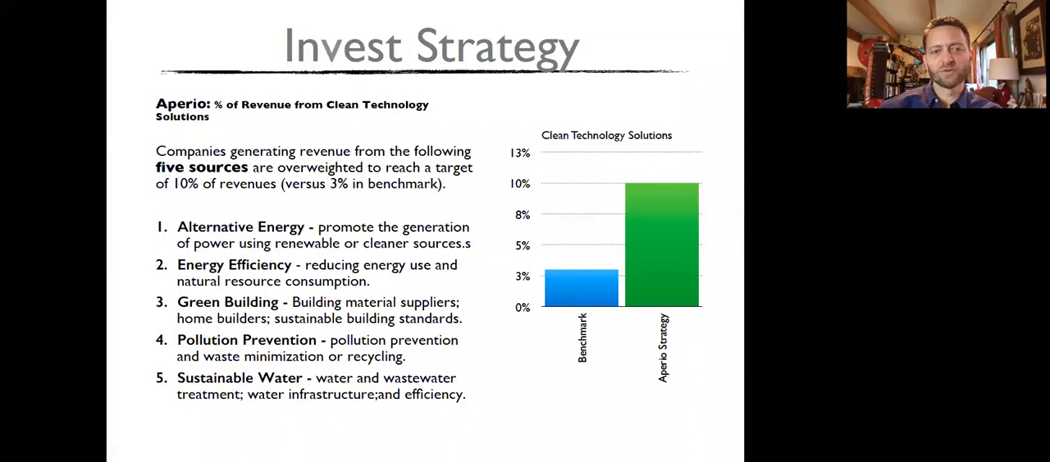The second tool Aperio uses is the weighted average percentage of revenue from clean technology solutions, which basically means alternative energy, energy efficiency, green building, pollution prevention, and sustainable water. The market as a whole is just over 3% revenue from these 5 industries. The Aperio account for this client was at 10%. So it's something you can target. You can target 5, you can target any number you want here, really.